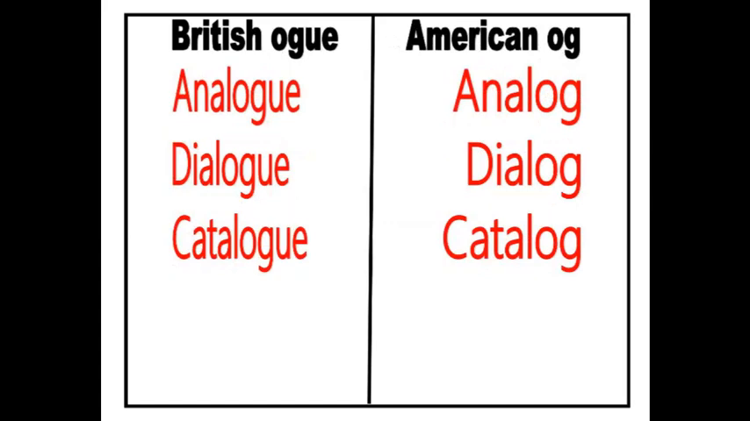6. British English uses OGUE, American English uses OG. Example. Analog. Dialogue. Catalog. Let's stop here for today.